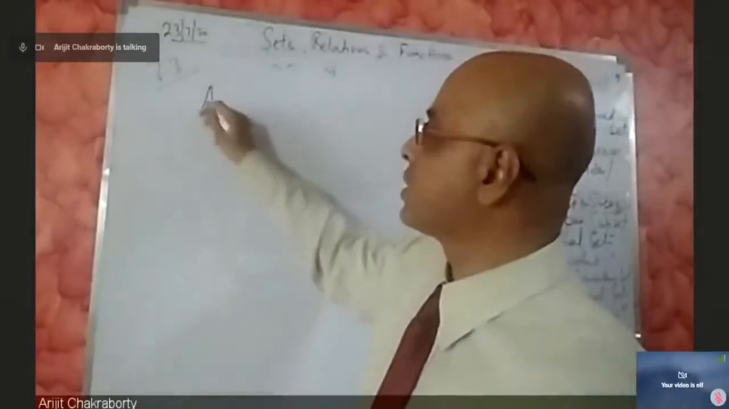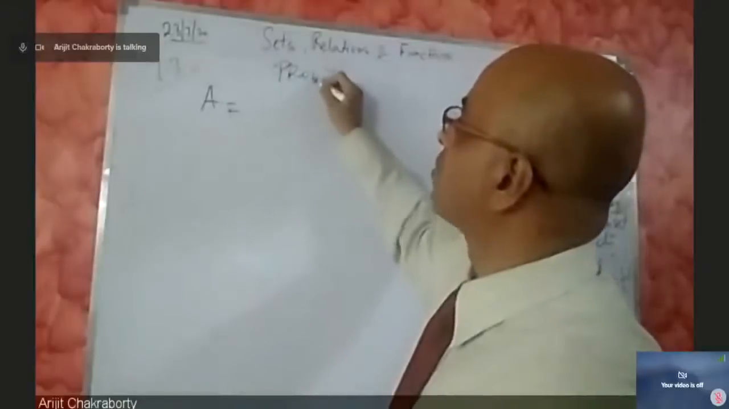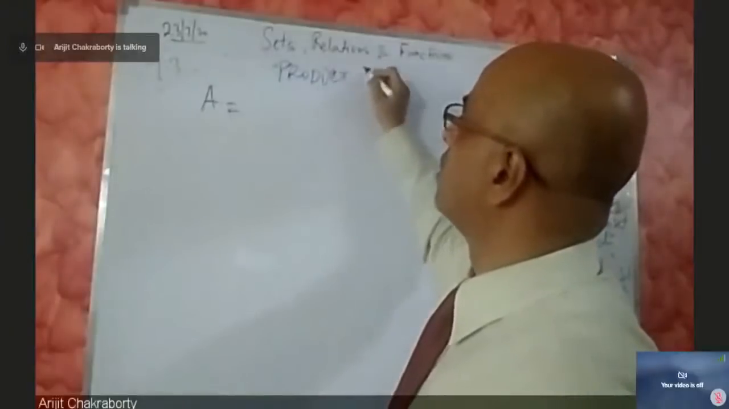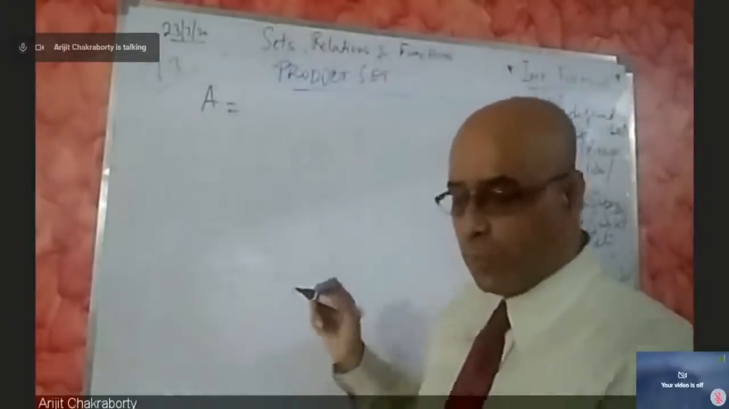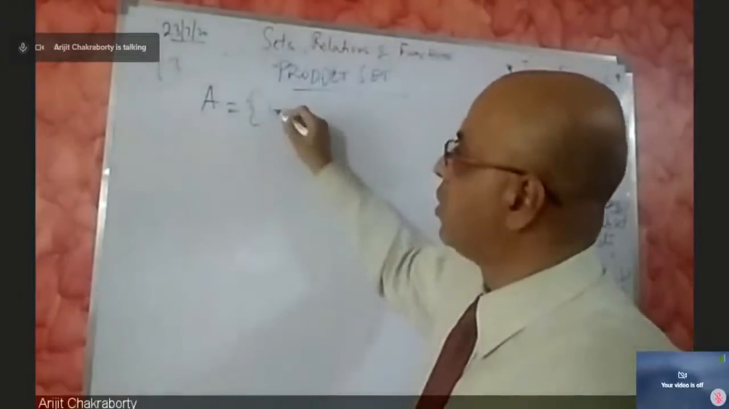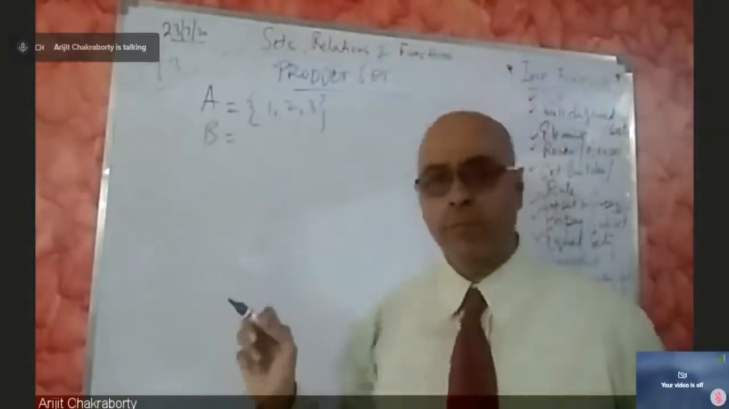So if say set A is given, so we are doing product set now. Product set. So A is given 1, 2 and 3. B is given 4 and 5.